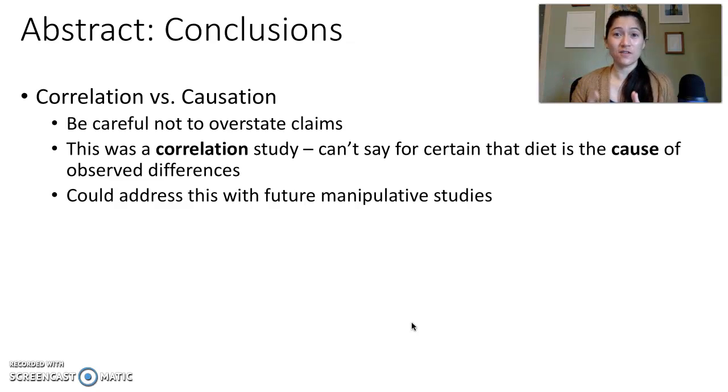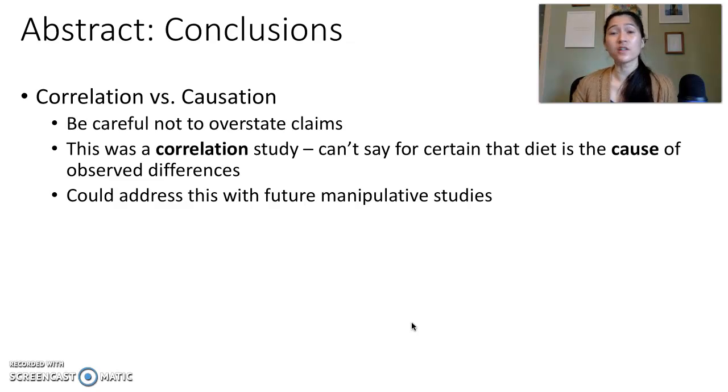You can only identify that after doing manipulative studies in a lab experiment, for instance. If you're just going out into the field and taking data and observing things in that way, you can identify correlations between two different things, but you can't say for sure that one thing definitively causes the other thing. So when you're reading this paper and thinking about how you want to state your conclusions in the abstract, keep that in mind. This was a correlation study, not a causation one.